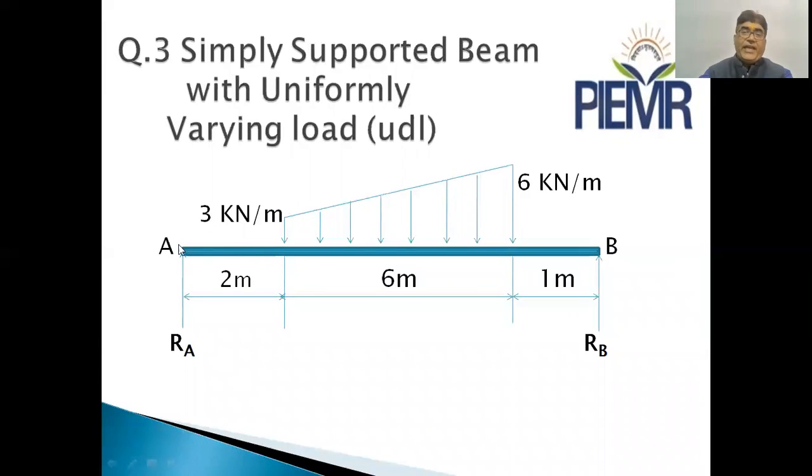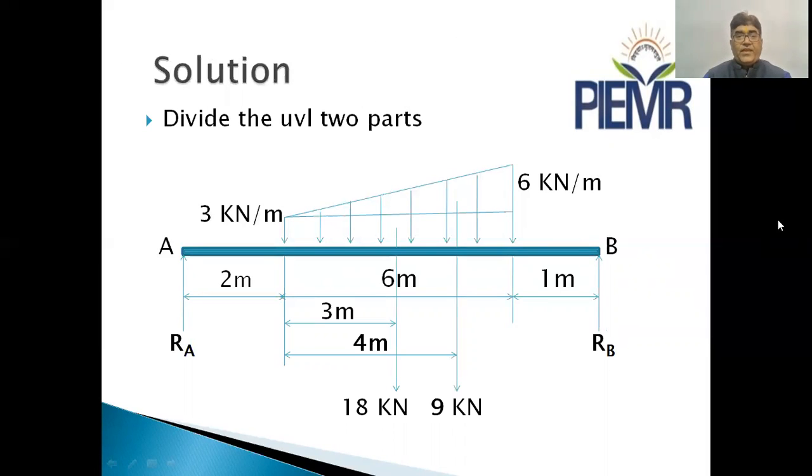In this question, the beam AB is having a length of 9 meter, divided in three different parts: from A to one point where 3 kilonewton per meter load is applied, 2 meter of length, and the uniformly varying load is applied over a span of 6 meter of length, and a span of 1 meter of length from B point having no load. Points A and B are the support reactions, RA upward at point A and RB upward at point B. So we are moving forward toward the solution part.